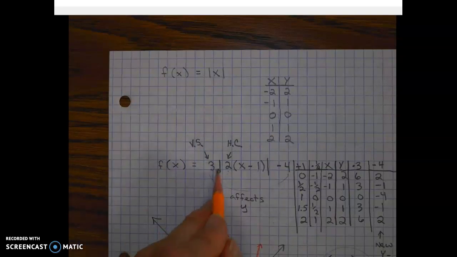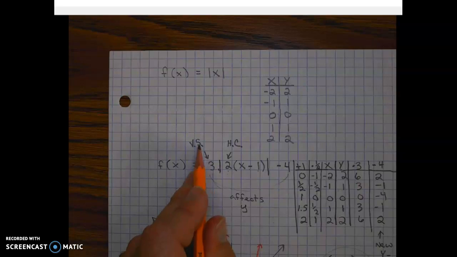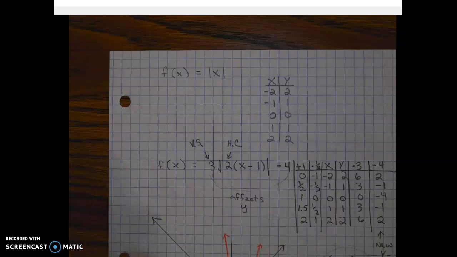But A and B are opposites. A is vertical, B is horizontal. Okay, if it's greater than 1, it's going to stretch it. If it's between 0 and 1, it's going to compress it.